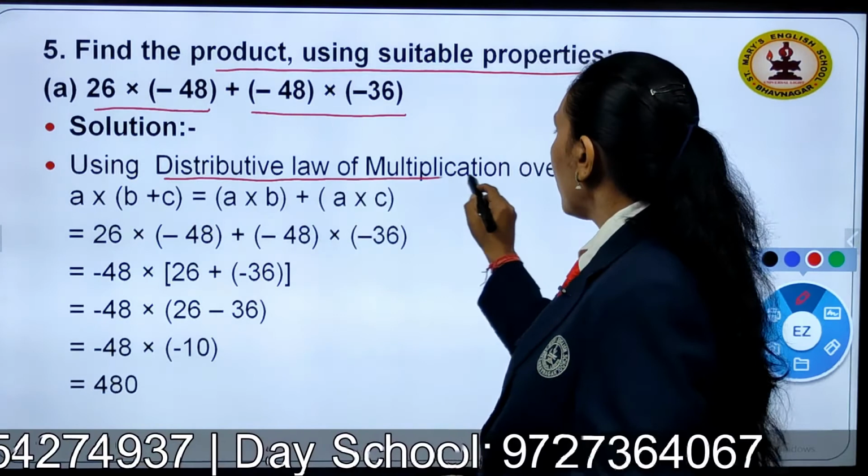Here, children, minus 17 multiplied by minus 29. Here also I am going to use the distributive property of multiplication over addition. How? I will split minus 29 as minus 30 plus 1. You can see I have taken minus 17 into minus 30 plus 1, because if I simplify this, I will again get minus 29. That means my answer will not change here.